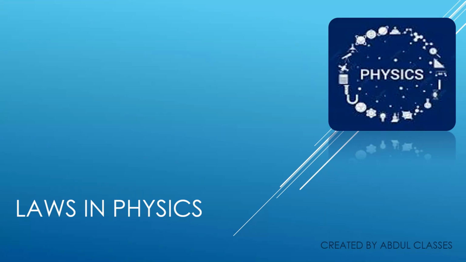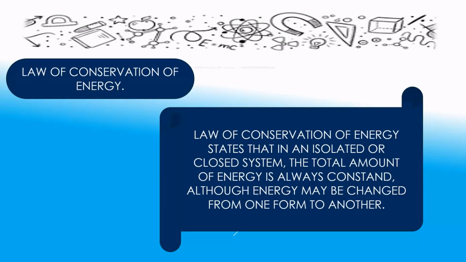In this video, we are going to list some of the most basic laws in physics. Law of conservation of energy. Law of conservation of energy states that in an isolated or closed system, the total amount of energy is always constant, although energy may be changed from one form to another.